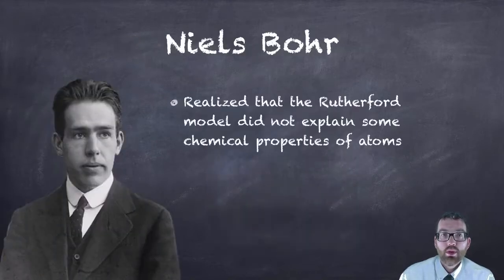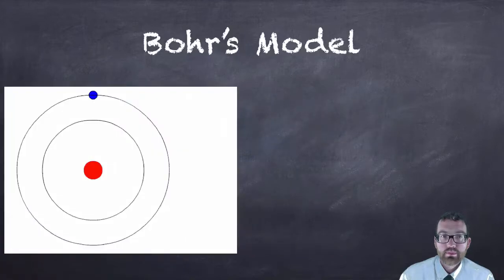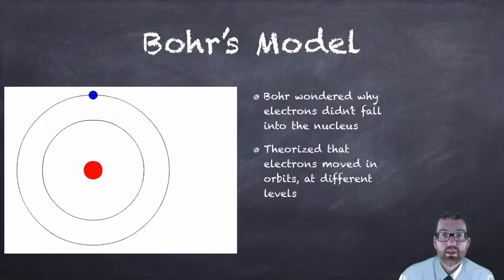Then came Niels Bohr. He realized that the Rutherford model didn't explain some of the chemical properties that atoms had. So he proposed a model of the atom in which electrons revolved around the nucleus in circular orbits like planets around a sun. His model looked a little something like this. He was wondering why electrons didn't fall into the nucleus. If they were rotating around the nucleus and the nucleus was positive and the electrons were negative, eventually they would come crashing into the nucleus, like a satellite crashes into the Earth when it loses its orbit.